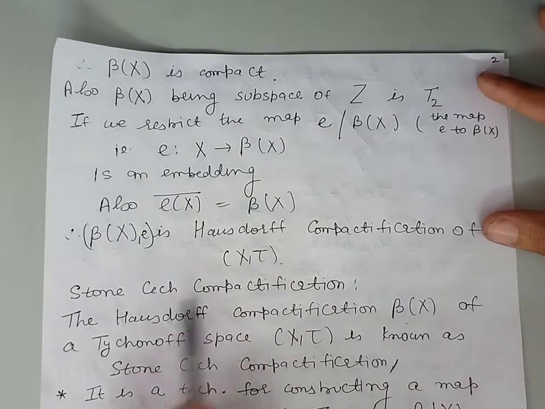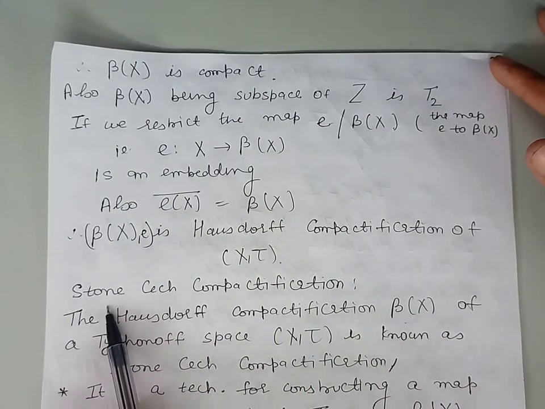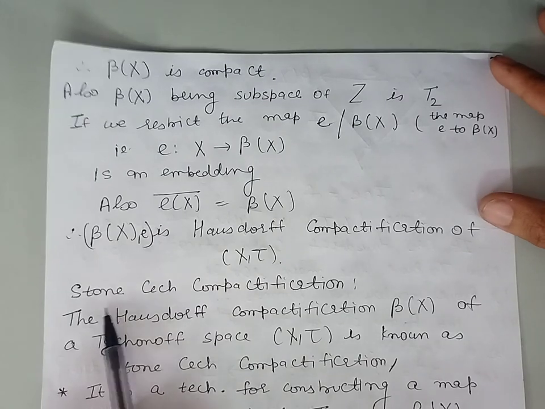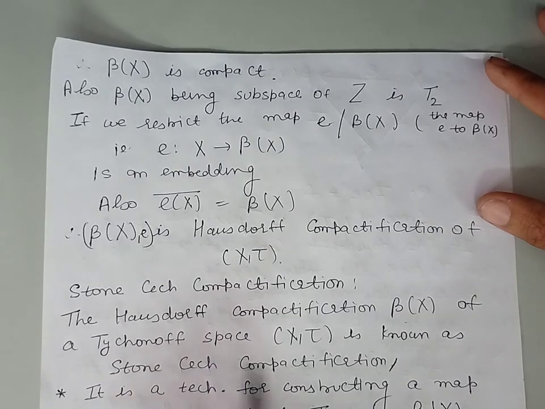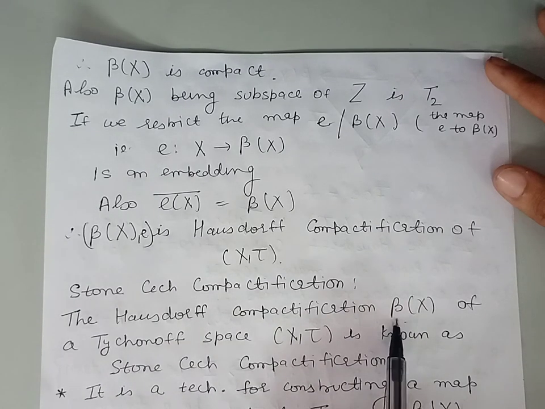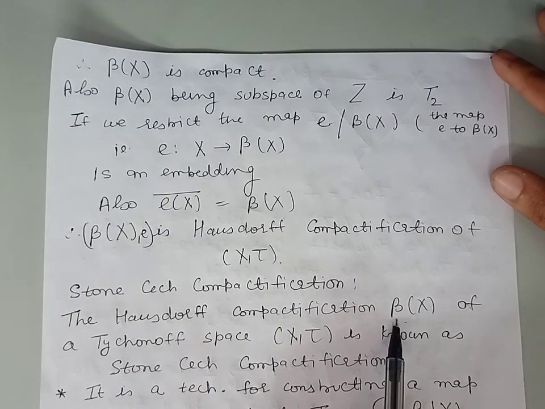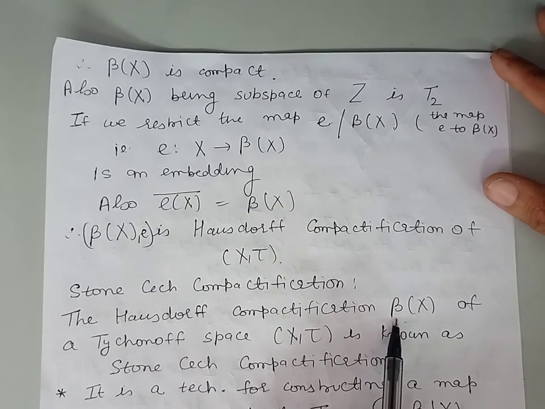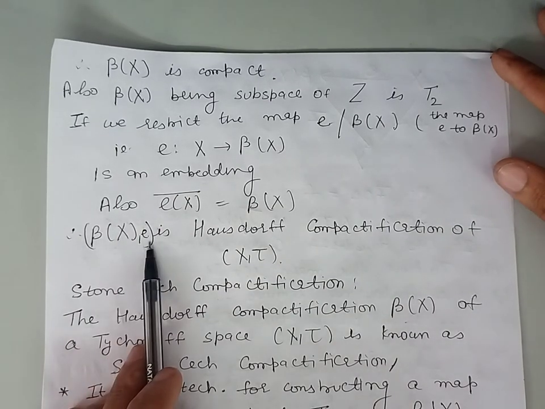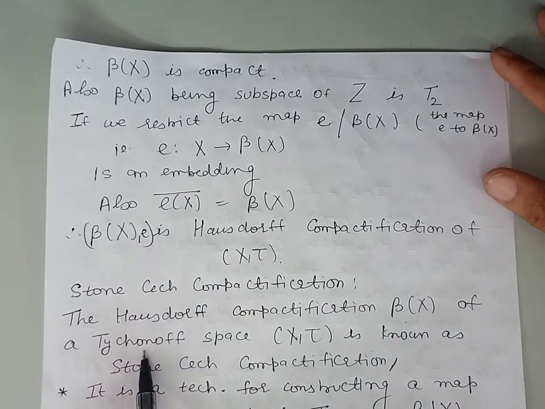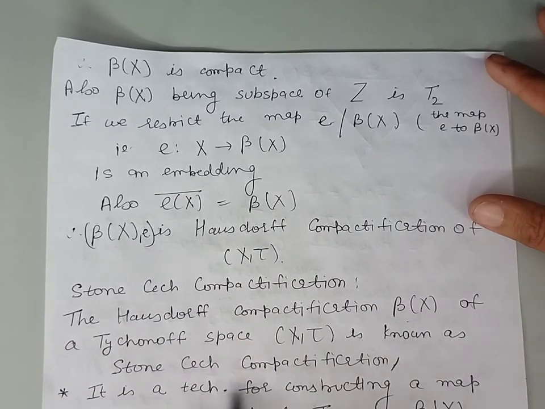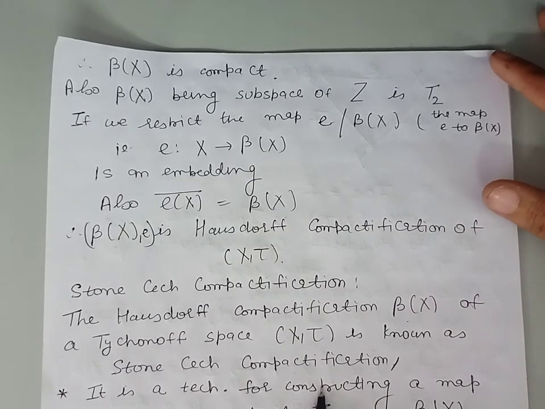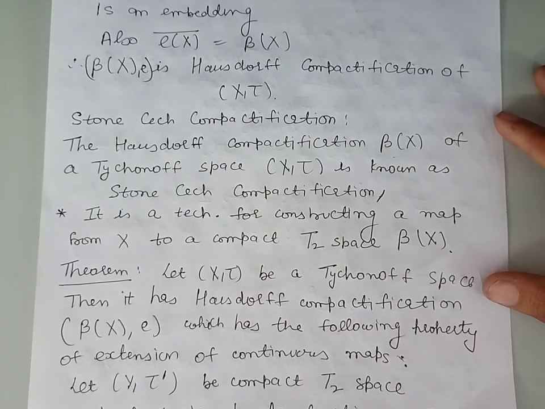Next we define Stone-Cech compactification. If we take a topological space X tau, which is Tikhonov space, and beta X is its Hausdorff compactification, then this Hausdorff compactification of the Tikhonov space X tau is called Stone-Cech compactification. Now next we do the theorem based on compactification.